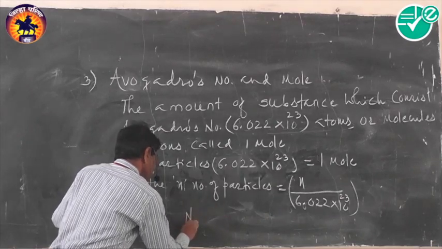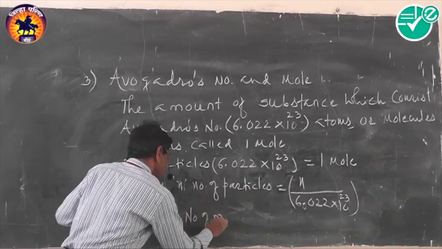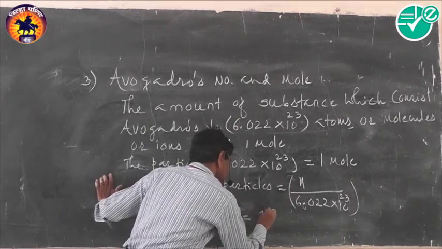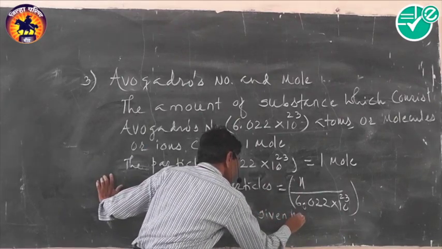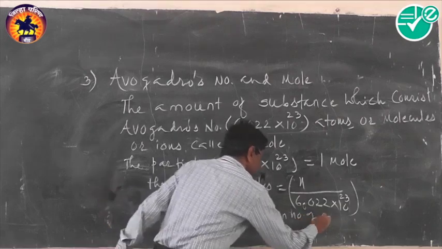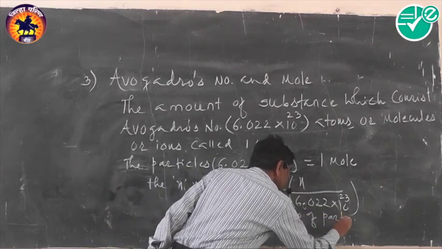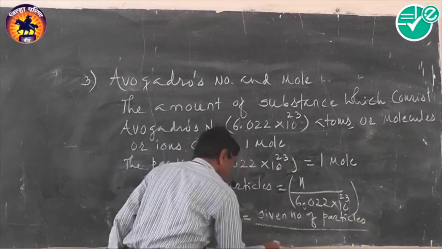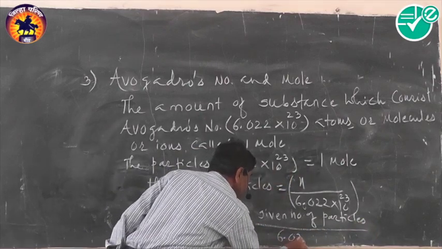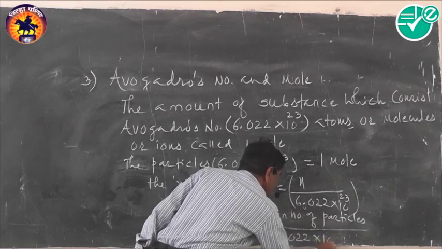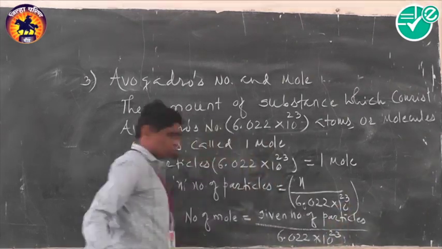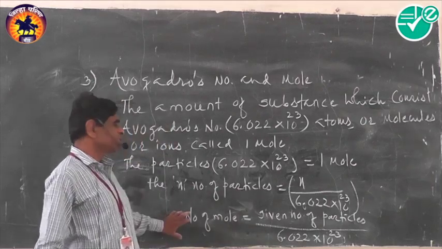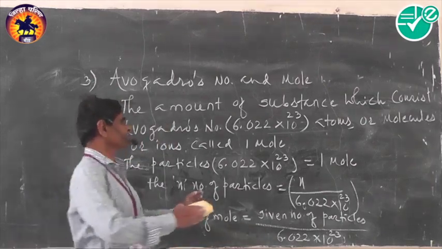And so the number of moles is equal to the given number of particles of the substance divided by 6.022 into 10 raised to 23. So when given n particles are divided by Avogadro's number, that is also the number of moles.